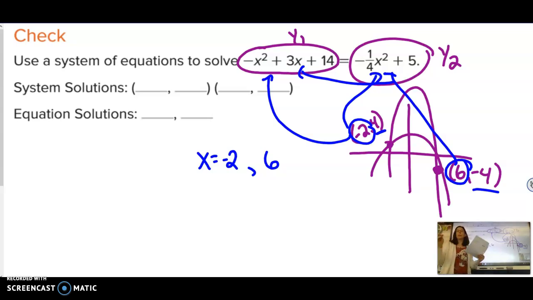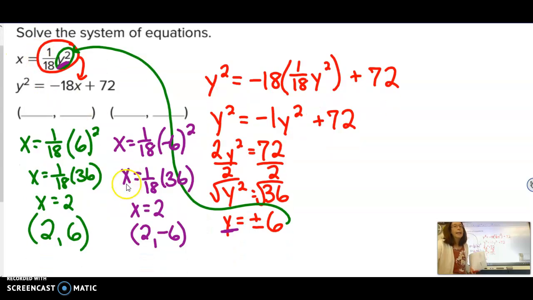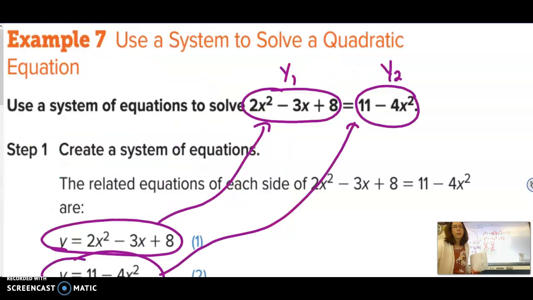This isn't a system of equations in terms of having both an x and a y in the equation. You can see there's no y there. That's why the solutions are just the x values, whereas with the previous examples, we had both an x and a y, so the solutions were the full points. So that's kind of the difference between those.